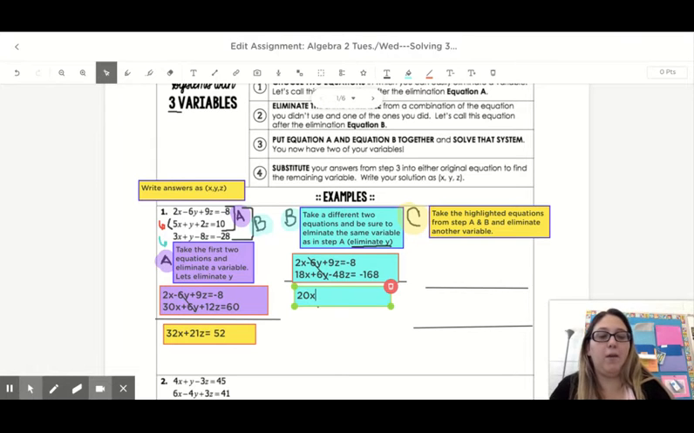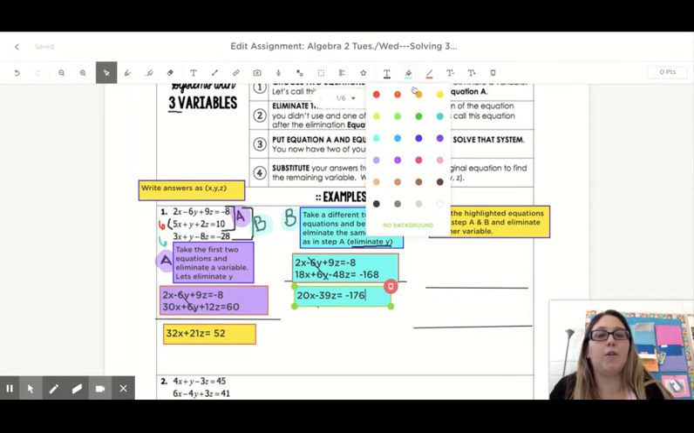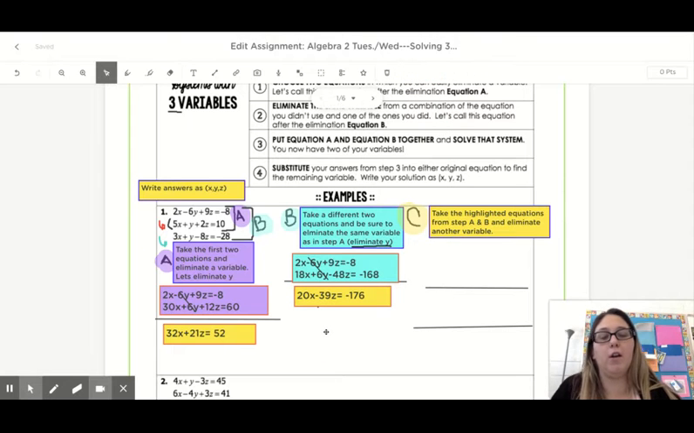So it's going to give me a negative 39z. And then I have a negative 8 and a negative 168. So I'm going to combine those and I'll get a negative 176. And so this is my other equation that's going to go to step C.